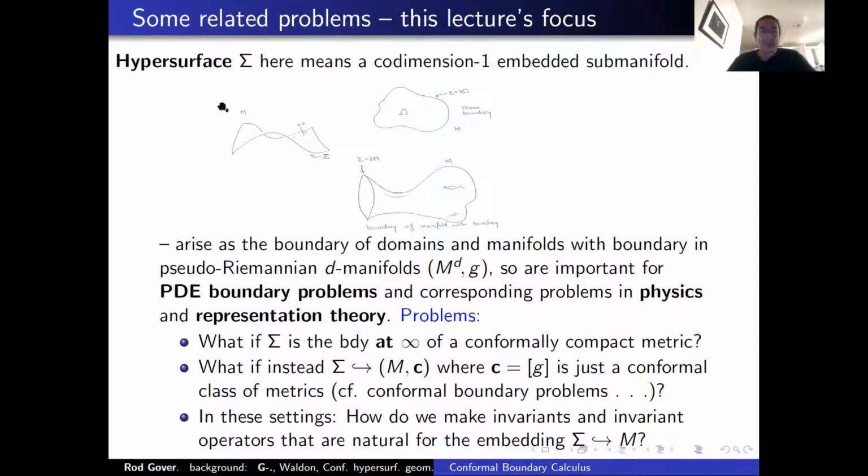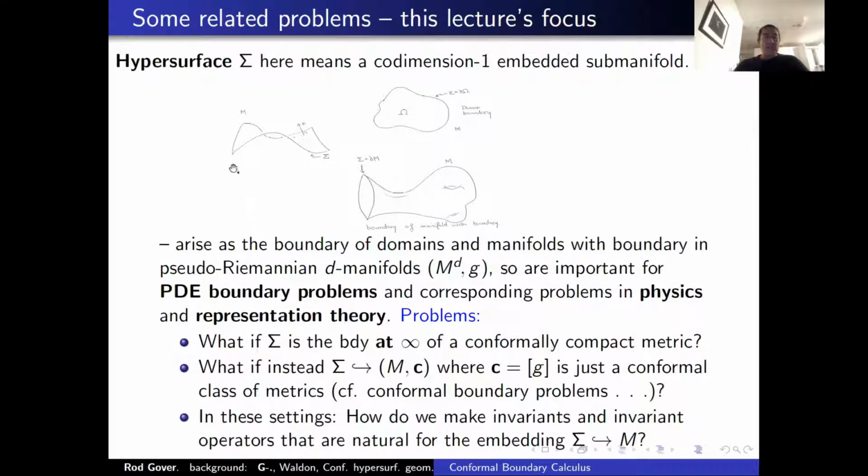Okay, so to understand that boundary, we'll think of it as a hypersurface in a conformal manifold. So we're going to study hypersurfaces, and that's the first part of today's talk. And there's a second part I'll come to. Okay, so what do I mean by a hypersurface? I mean it's a codimension 1 embedded submanifold. So whether you're in a Riemannian manifold or a conformal manifold or whatever, a hypersurface just means that.